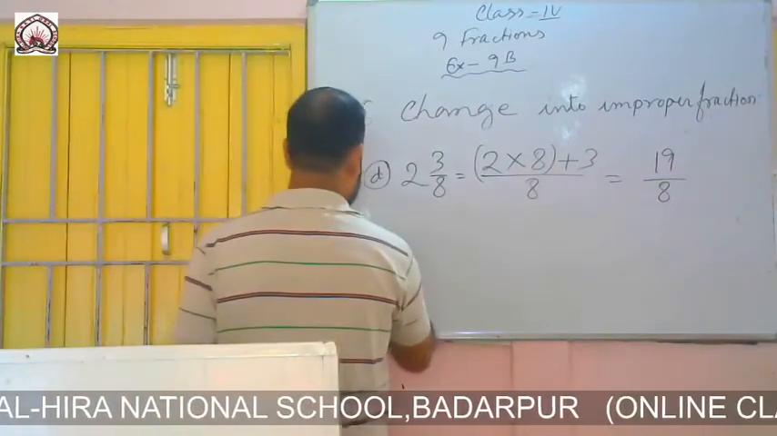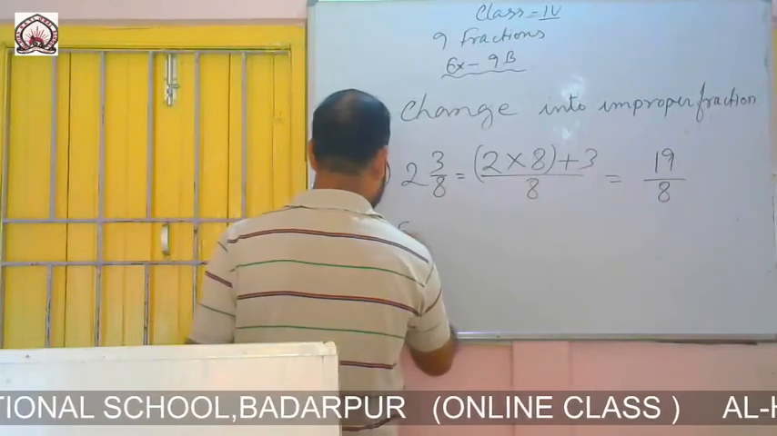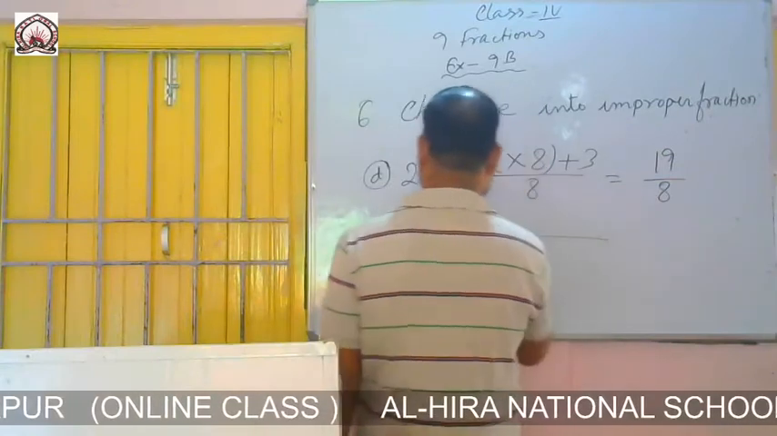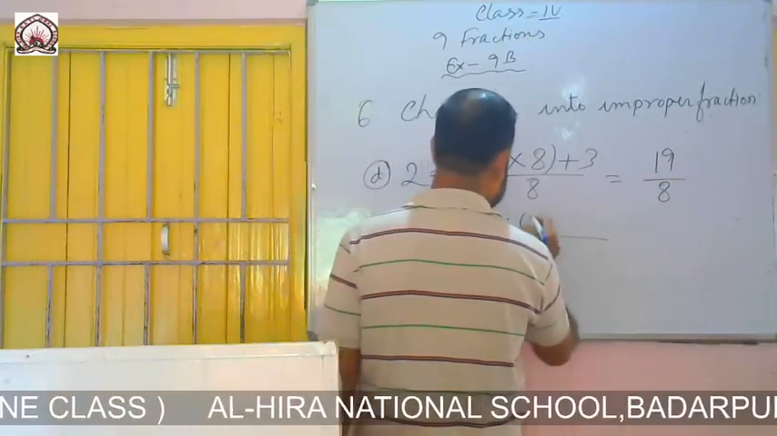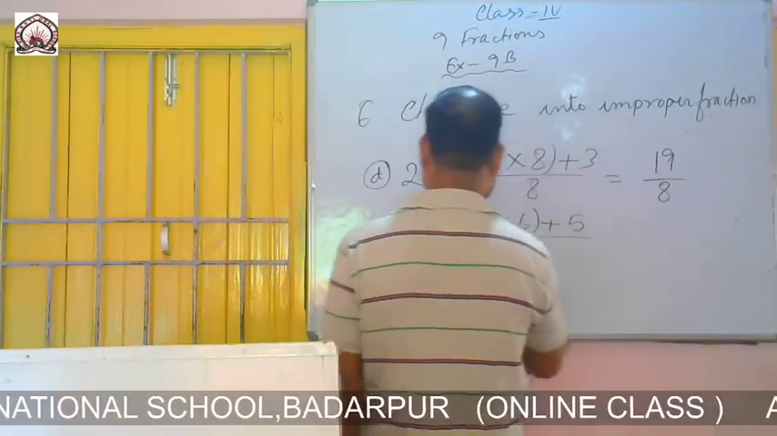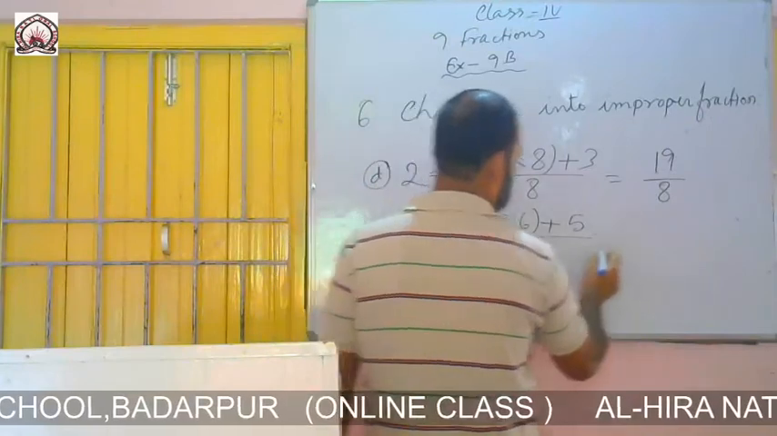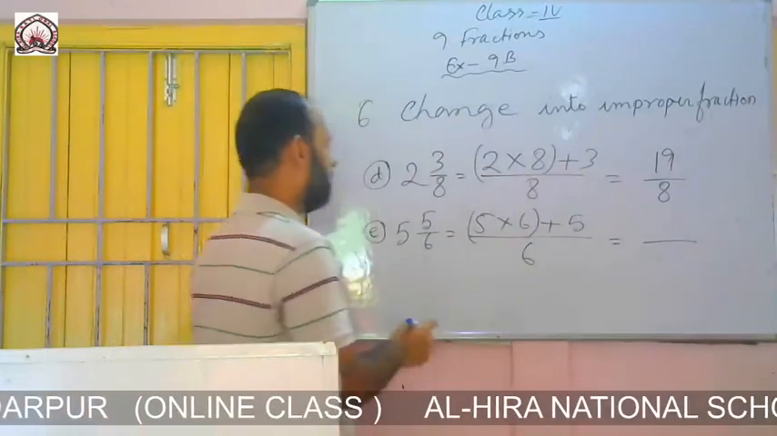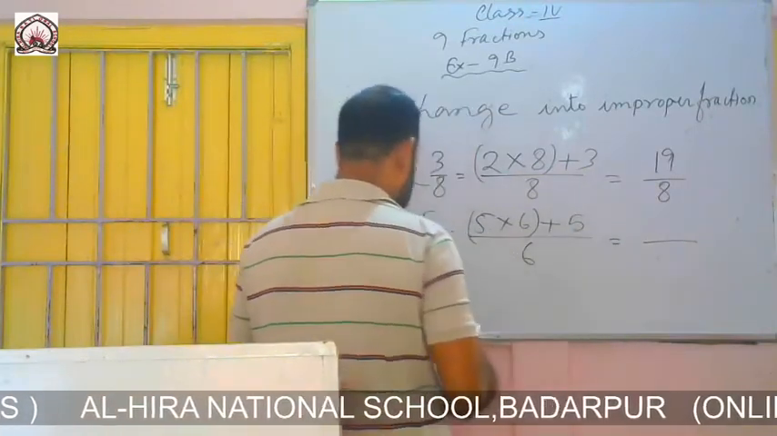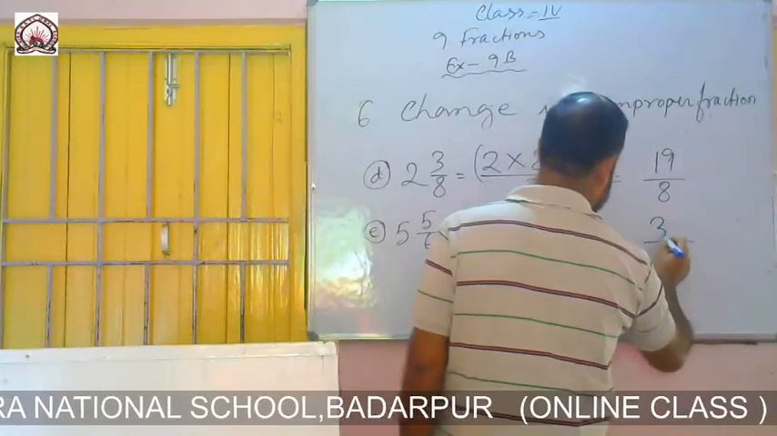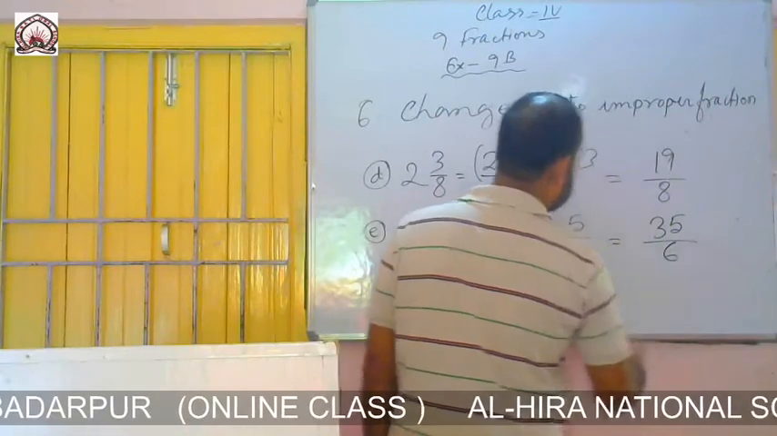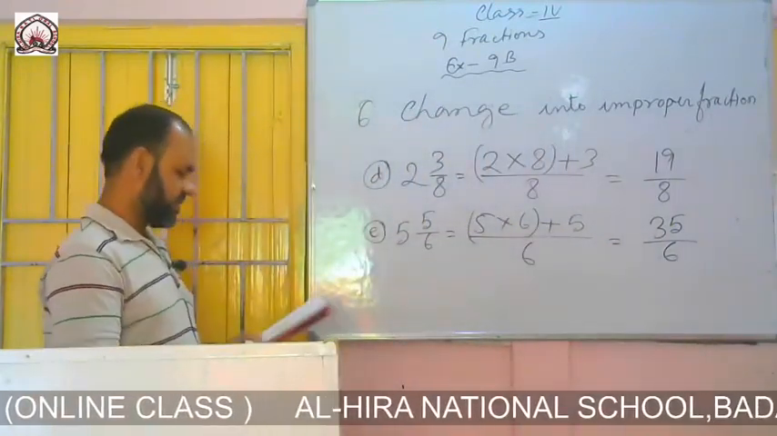Next question number E. 5 by 6. So here 5 into 6 plus 5 by 6. Now 5 6s are 30 plus 5 is 35. 5 6s are 30 plus 5 is 35 by 6. The improper fraction is 35 by 6.